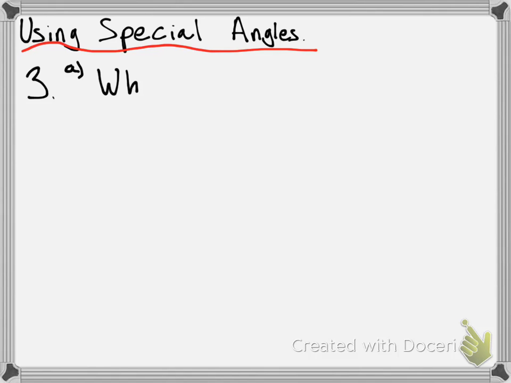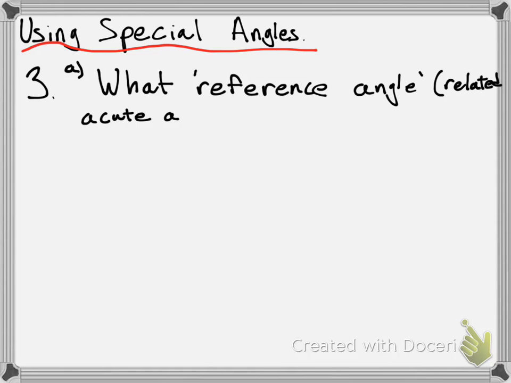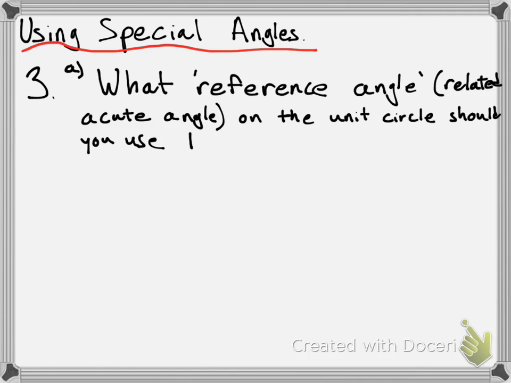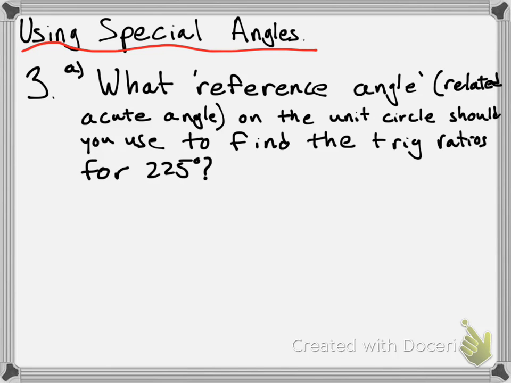So question 3a says, what reference angle, which again, typically in class we call the related acute angle, on the unit circle should you use to find the trigonometric ratios for 225 degrees? Okay, so the best place to start would be to draw a diagram of what this would look like. So we want to draw a diagram of a 225 degree angle on the unit circle.